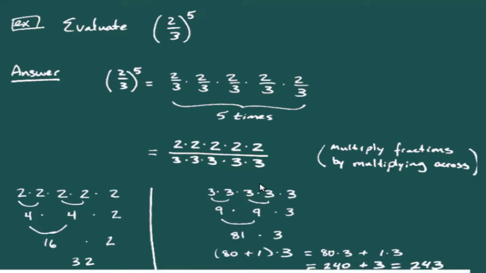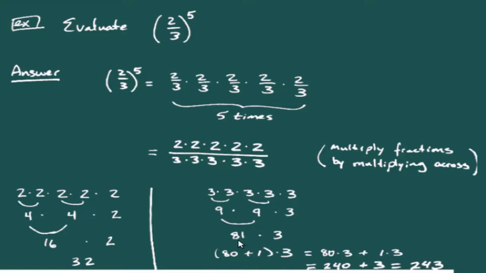We've got 2 times 2 times 2 times 2 times 2. I can take them in pairs. 2 times 2 is 4. 2 times 2 is 4. And then I've got my extra 2. 4 times 4 is 16. Times 2 gives me 32. 3 times 3 gives me 9. 3 times 3 gives me 9, times my 3. 9 times 9 is going to give me 81 times 3.